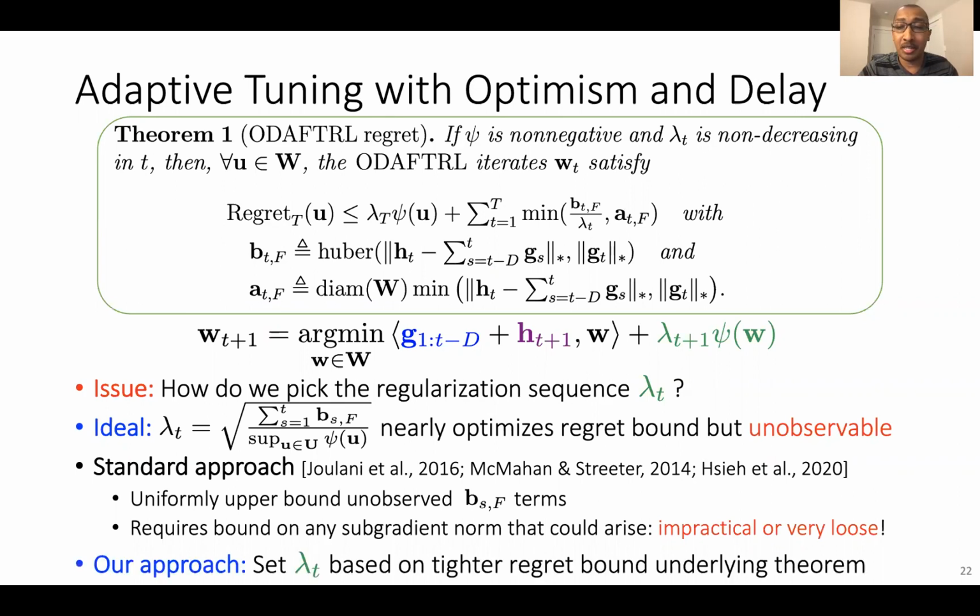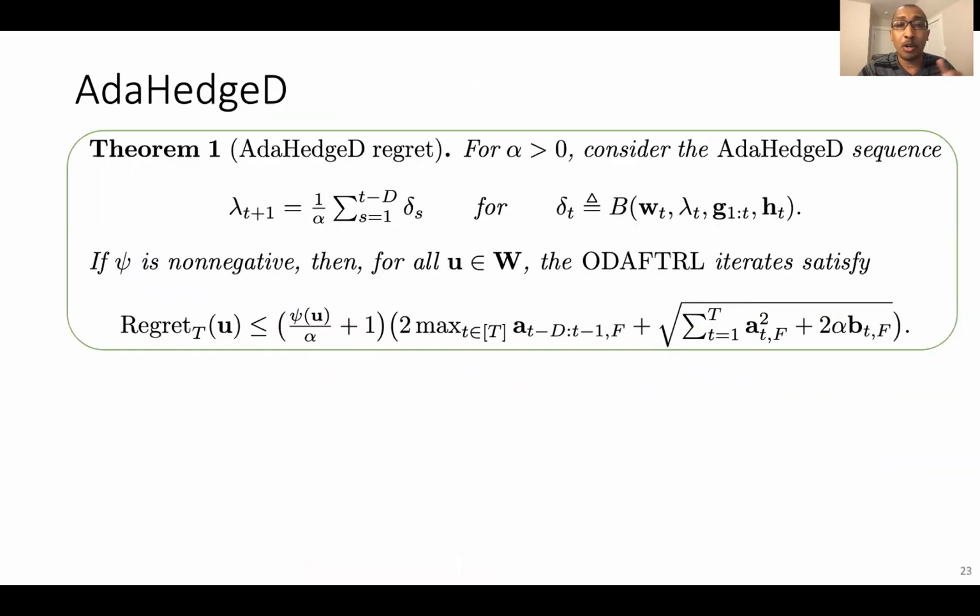Instead, our approach is going to set lambda based on a tighter regret bound underlying the proof of this theorem. So we call this setting AdaHedgeD. And I'm going to spare you a lot of the gory details, but suffice it to say that we set lambda to be a sum of terms that are regret bounding that depend only on prior observations of our subgradients and hints. And given that setting, here's the sort of result that we can prove.